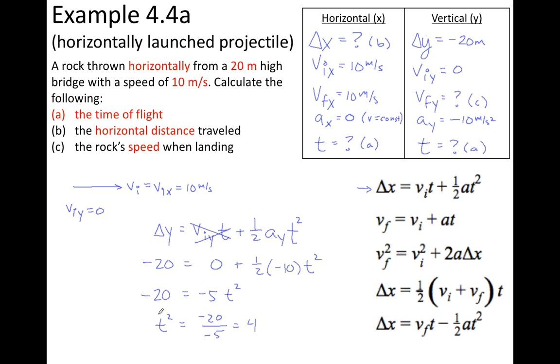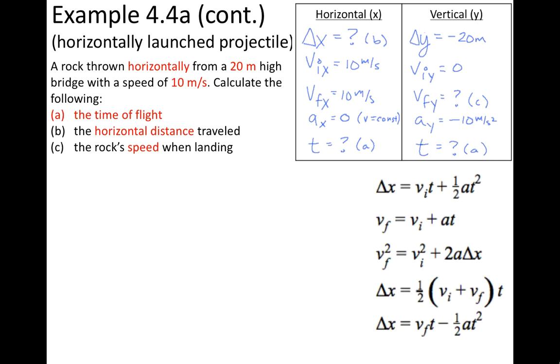Well, if I have to take the square root to find t, t is going to be 2 seconds. So now I know what the time is, and I can use that later on to solve for part B.